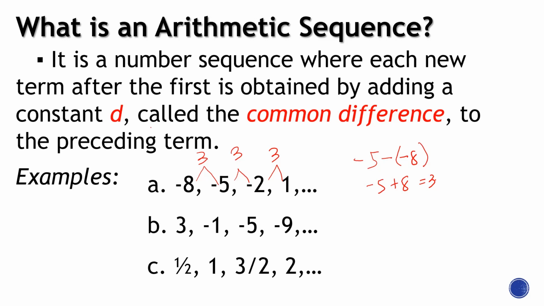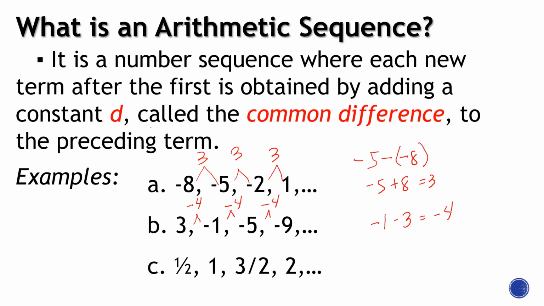Letter B, we have 3, -1, -5, and -9. This time, the sequence is decreasing. So we put -4, which is the common difference, -4, and also here we have -4. Again, how do you know -4, or how are we going to find out the common difference? For letter B, it's the second term minus the first, and that will give us -4. That's the same with -5 minus -1.